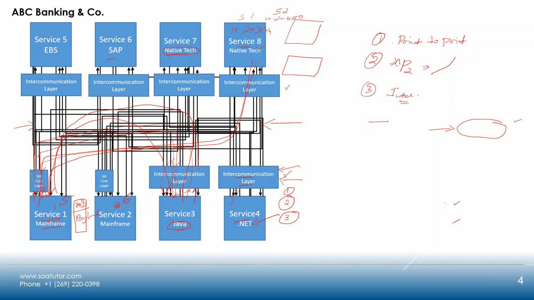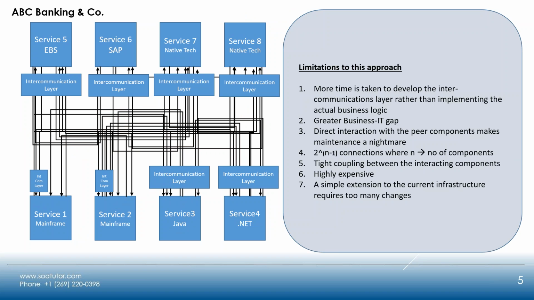So let's see how it is. So what are the limitations to this approach? Whatever we talked about till now, it's on the slide. More time is taken to develop the intercommunication layer rather than implementing the actual business logic, which comes as a business IT gap. When there is a business IT gap, obviously business is the division which funds your IT, right? So when there is a gap, obviously it's not good for the whole enterprise.